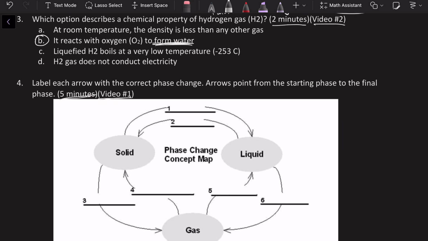Solid to liquid is melting, liquid to solid is freezing, liquid to gas is evaporation, gas to liquid is condensation, solid to gas is sublimation, and gas to solid is deposition. Pretty simple there. Make sure you memorize these. It's going to be somewhere on the test.